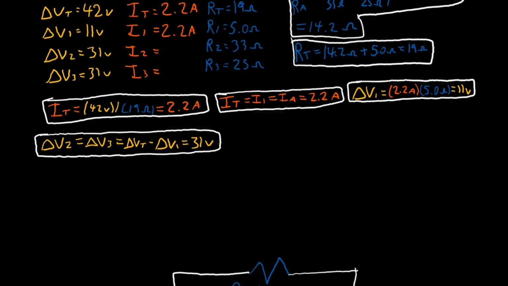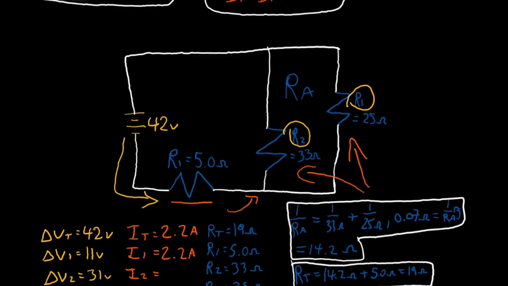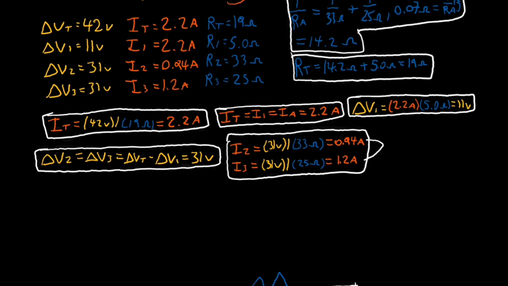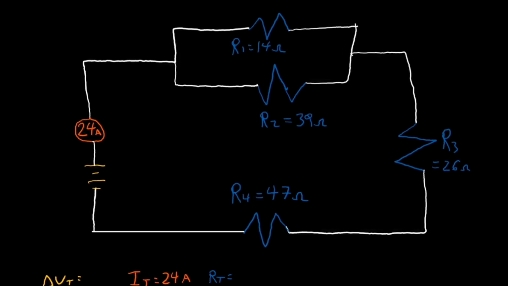And now to find both of the currents of the two parallel resistors, we can do I2 equals 31 volts divided by 33 ohms equals 0.94 amps, and I3 equals 31 volts divided by 25 ohms to equal 1.2 amps. Just to confirm, we can add this 0.94 to 1.2, and it's just short of 2.2, but we know that we got it right since IA should equal 2.2. Let's move on to another one. Let's make it a bit harder too.